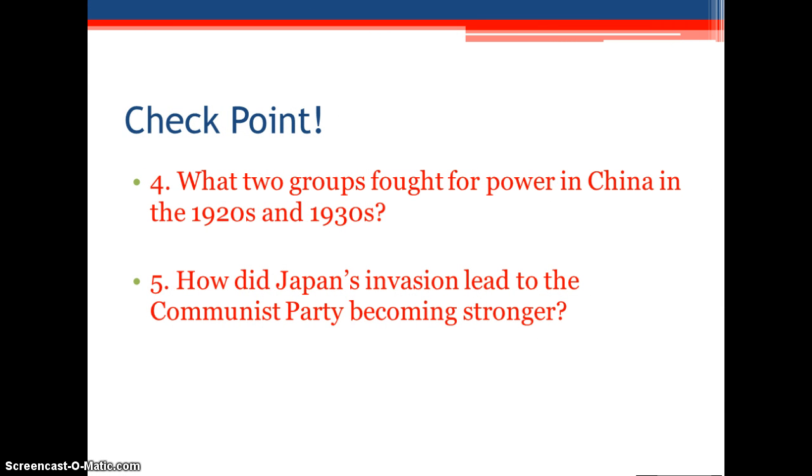Okay, checkpoint. Feel free to pause and take as much time as you need to answer these questions. What two groups fought for power in China in the 1920s and 30s? And how did Japan's invasion lead to the Communist Party becoming stronger?